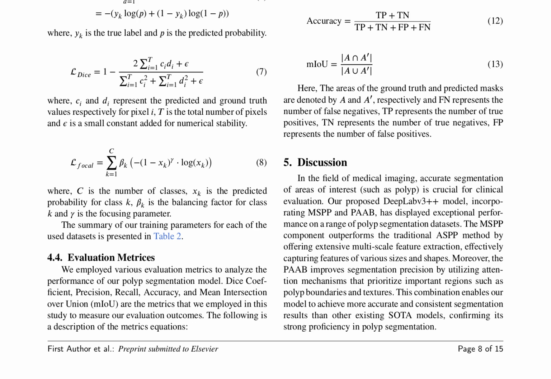Accurate segmentation is crucial in medical imaging, and the proposed DeepLabV3++ model demonstrates exceptional performance. This is attributed to the incorporation of multi-scale pyramid pooling, MSPP, and position attention alignment blocks, POB. MSPP outperforms traditional ASPP methods by capturing features of various sizes and shapes, while POB improves segmentation precision by prioritizing important regions such as polyp boundaries and textures. The synergy of these components enables the model to achieve more accurate and consistent segmentation results than other existing state-of-the-art models.